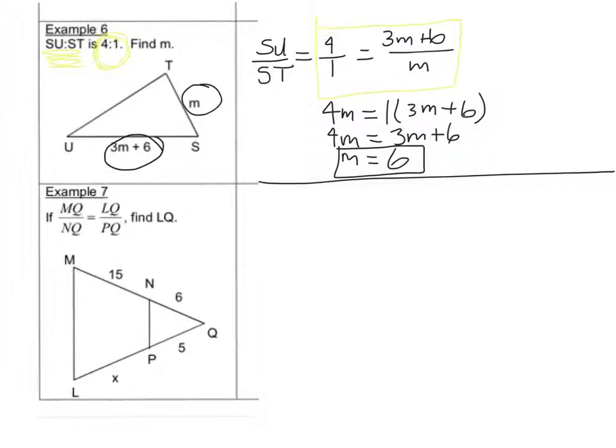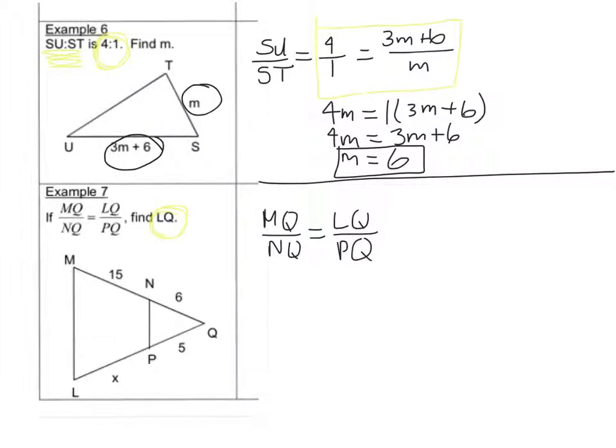So now we're down to our last example. In this problem, they've given us another triangle that has been cut in the middle, and they're saying that MQ over NQ, so one entire length of the triangle versus the smaller side length of the triangle, is equal to LQ, so one whole side, over PQ, the right-hand side. And they're asking us to find LQ. All right. I'm going to go ahead and write that proportion down. So MQ over NQ equals LQ over PQ.